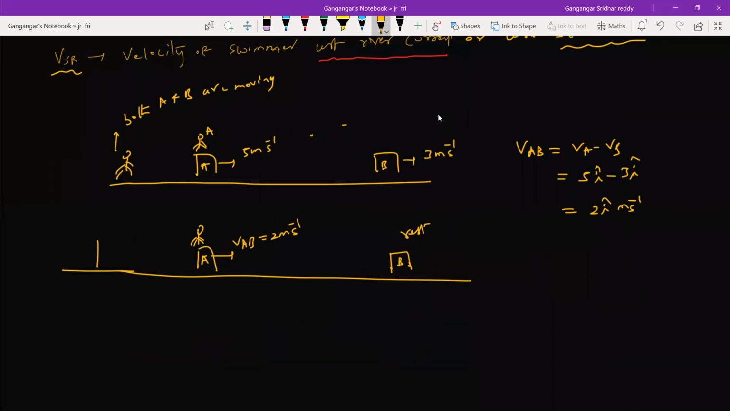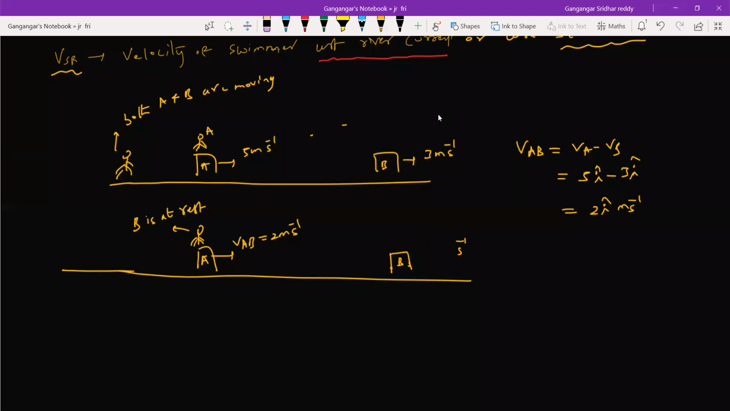Now what happened? What he says is that B is at rest. Who is saying B is at rest? When person A moves with VAB, then B will be at rest, not like 5 meters per second. I just changed the situation. Actually B will be moving, but for him it will still appear at rest. But with respect to the ground, they are moving.